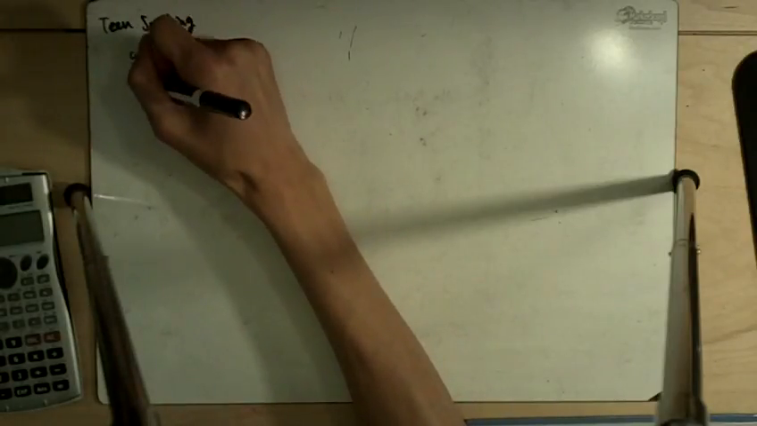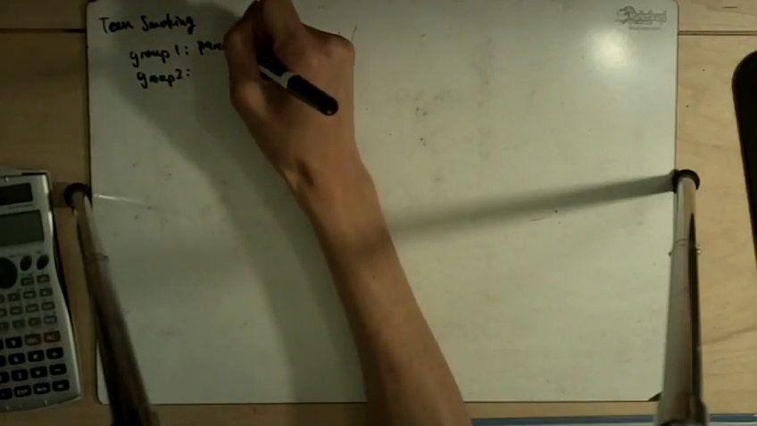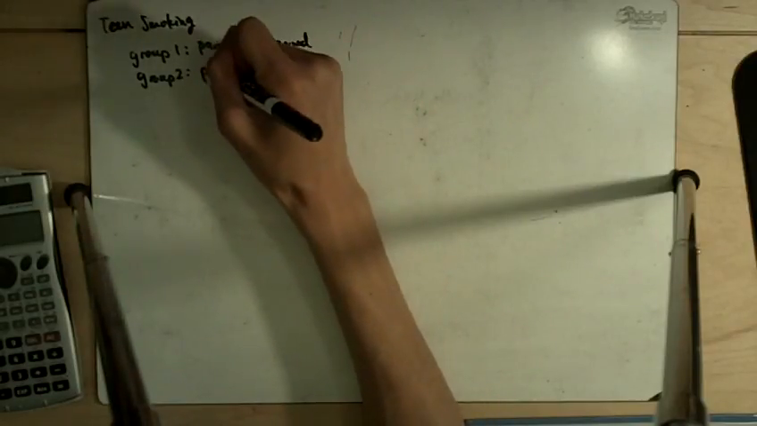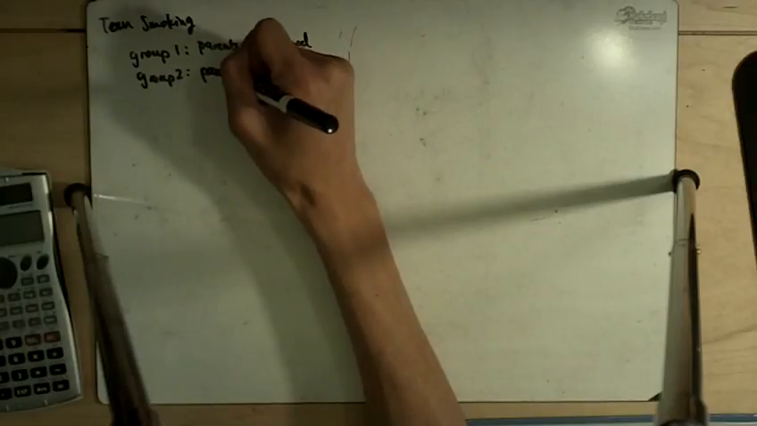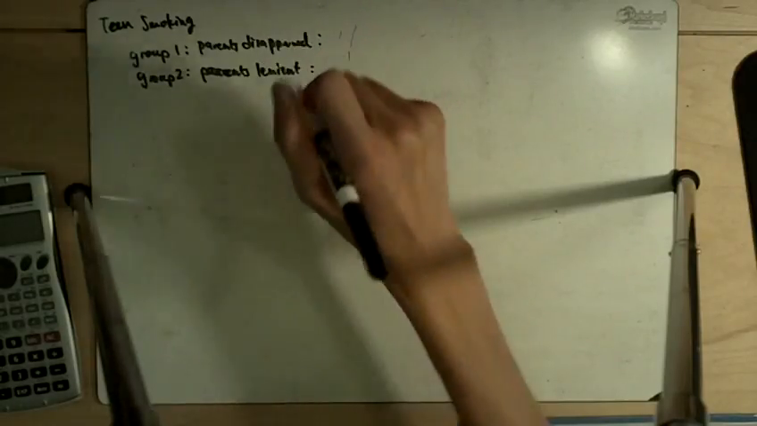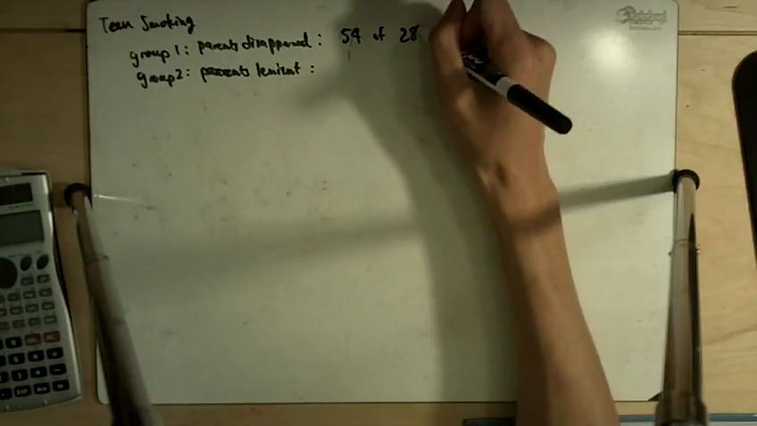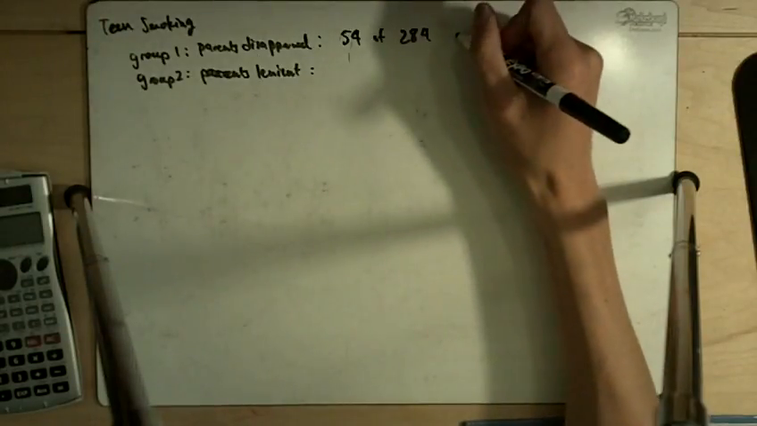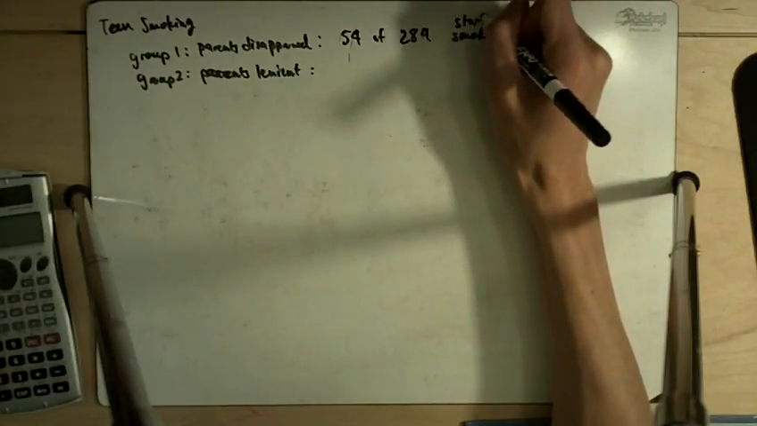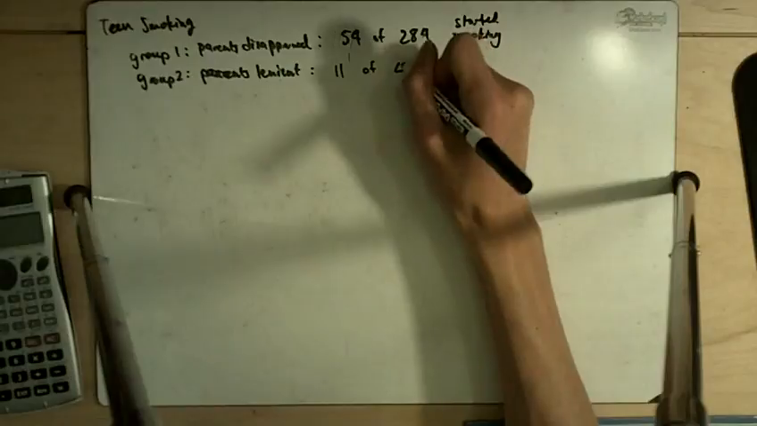So we have group 1 and group 2. So group 1, I will say parents disapproved. In group 2, the parents were lenient about smoking. So in group 1, 54 of 284 students started smoking. And in group 2, 11 of 41 started smoking.